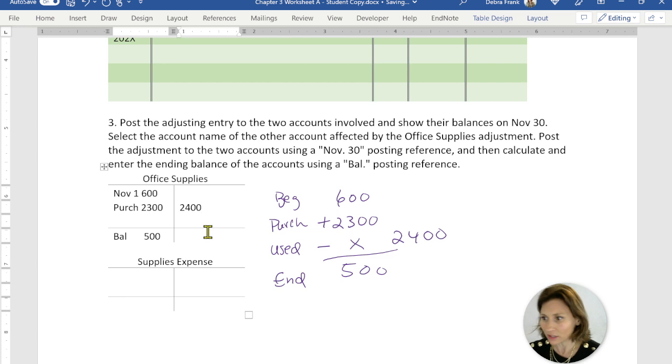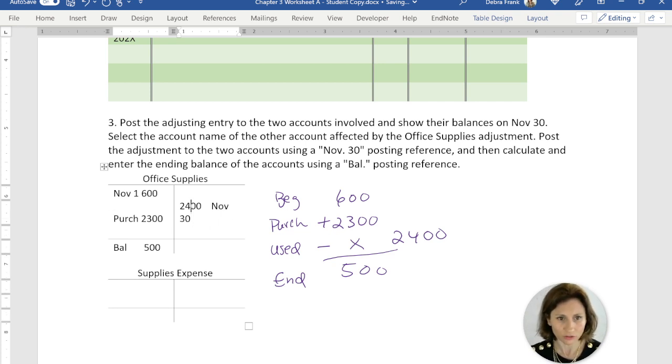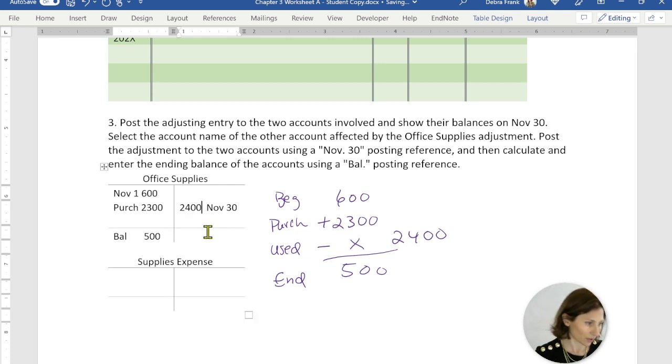All right. And so that's what we used up during the time, but we're going to record that as November 30th because that's what they want you to do in the instructions. There you go. We solved what we actually used. We're not in balance yet.